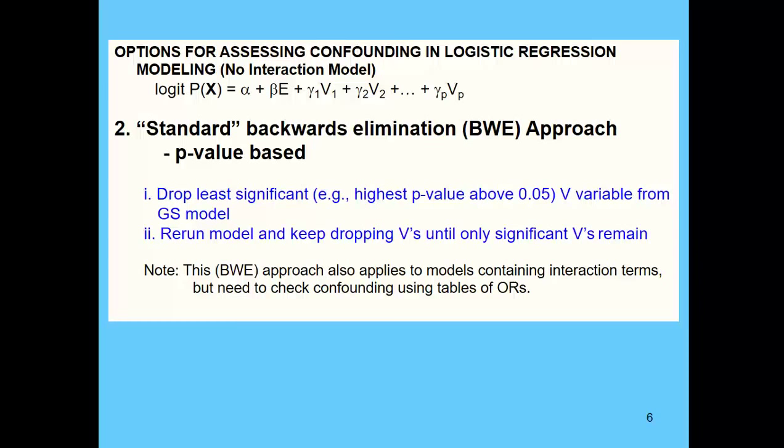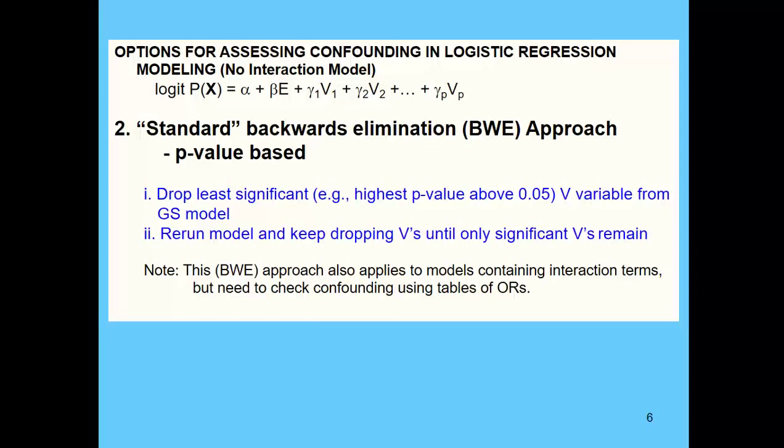But what have you done about confounding? Nothing. Well, how could you deal with confounding at that point? You now have a model that has E and 2 V's, not 10 V's, and you want to see if that model is going to control for confounding. How would you do that? Remember, it's a no interaction model. And for this no interaction model that just has 2 V's in there, what's the odds ratio? It's e to the beta, where beta is the coefficient of the exposure variable. That's the odds ratio.